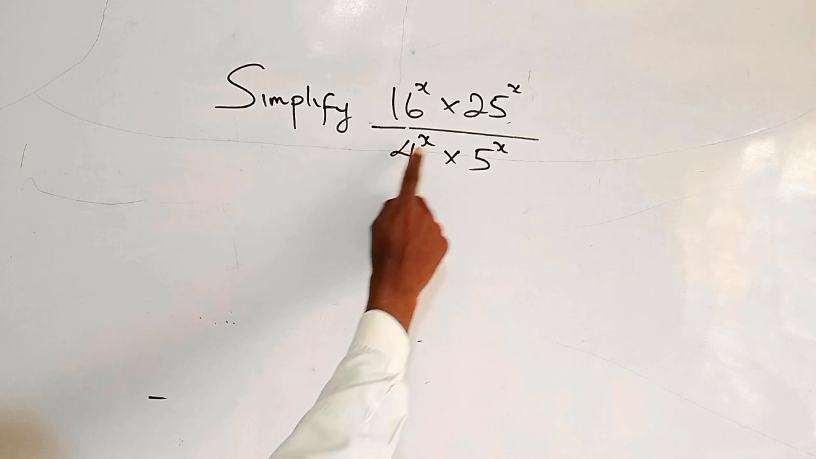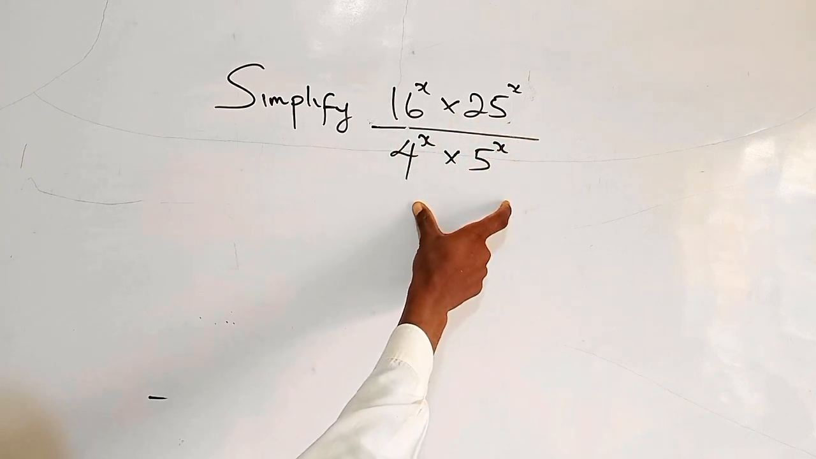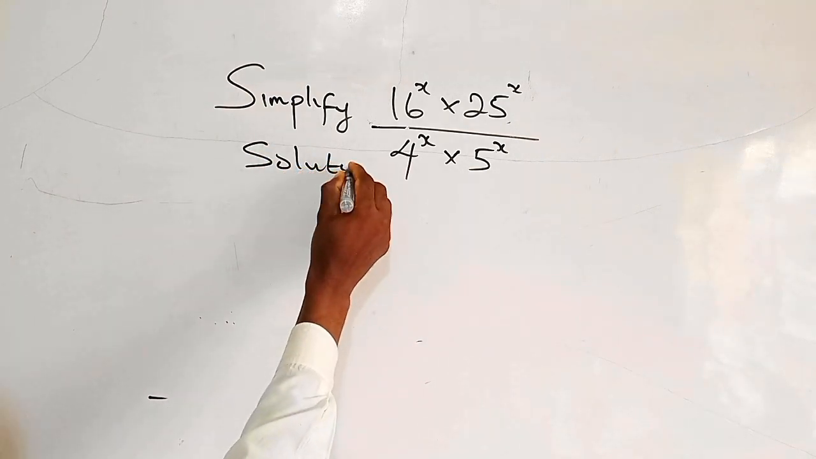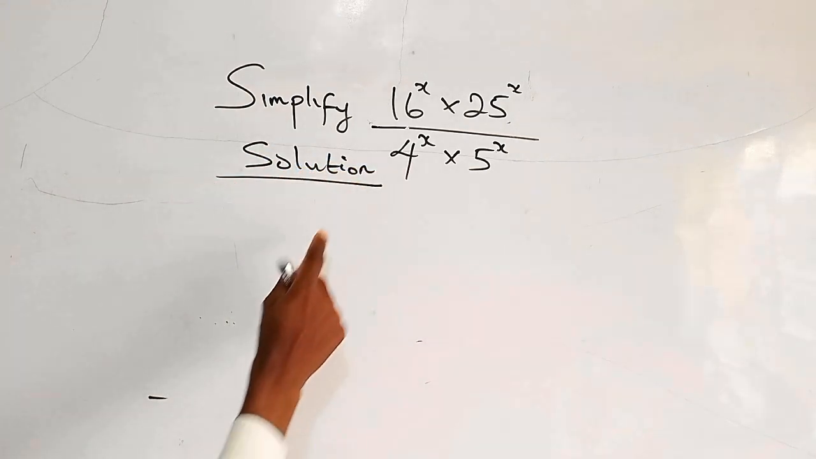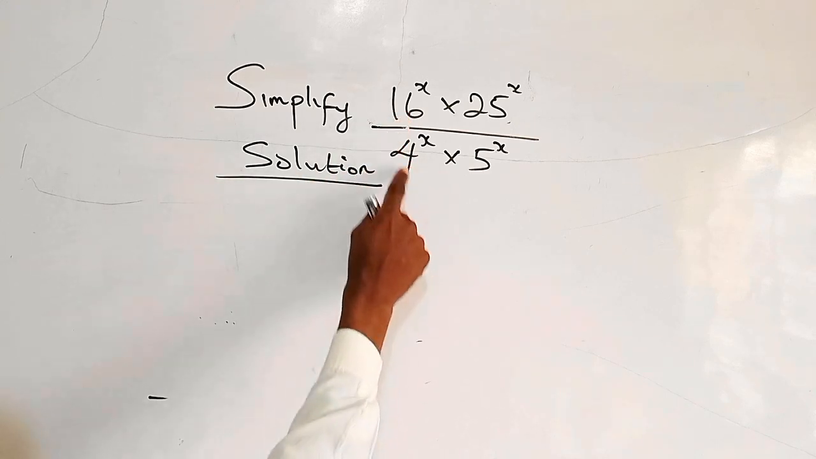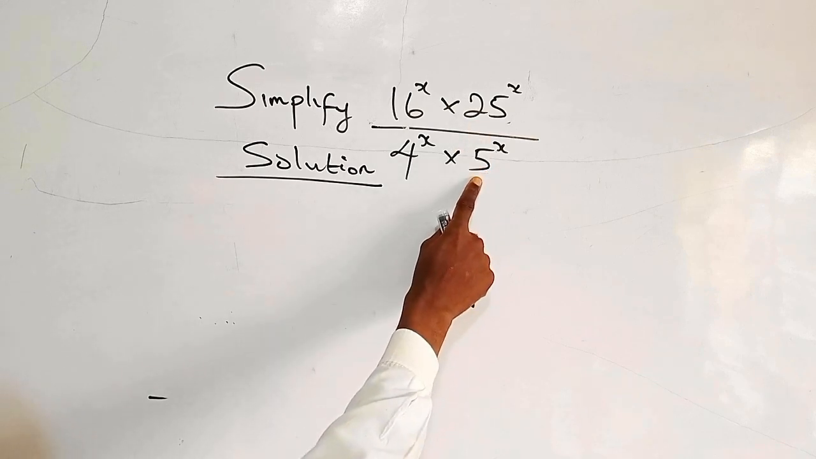Find 16 raised to power x times 25 raised to power x, divided by 4 raised to power x times 5 raised to power x. Solution. So how do we go about this? For 16 raised to power x, I can make sure it has the same base as this, and for 25, I can put it in the base of 5 as well.